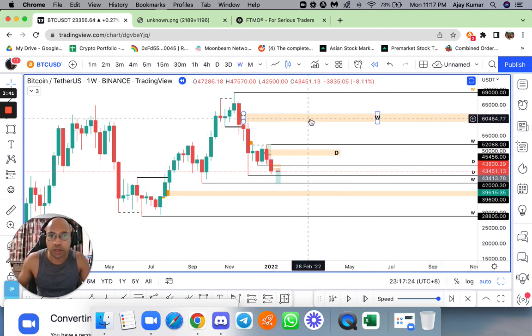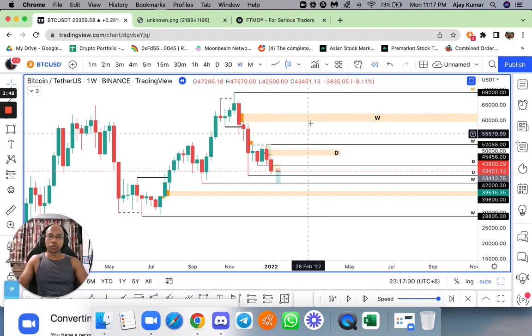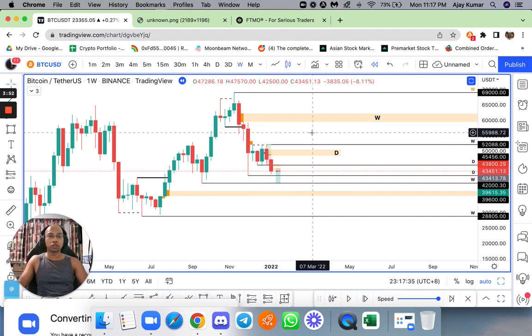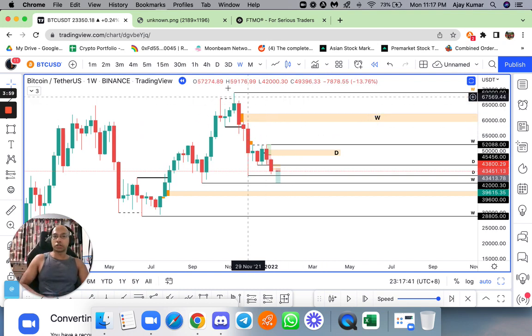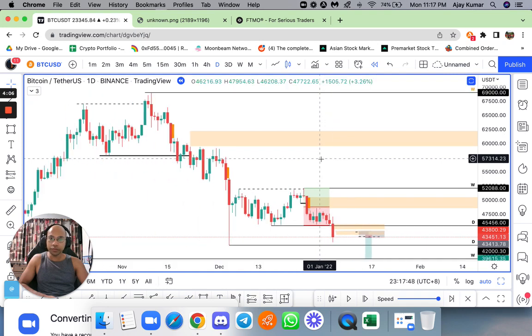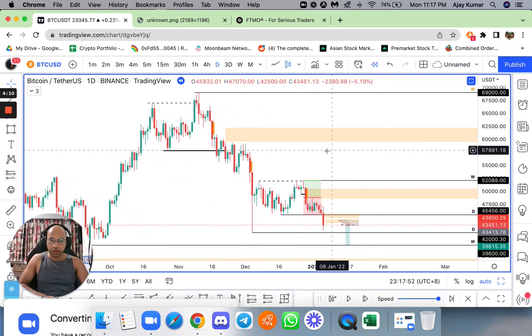The purpose of using a translucent box is to show a point of interest, so that when we go on our lower time frames and the price reaches here, we should click in our head, okay, we need to be alert, and price is going to react from there. We do that on the weekly time frame, then we do the same thing on the daily time frame.